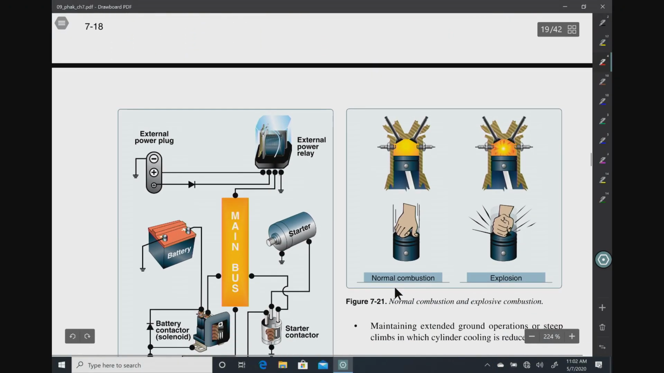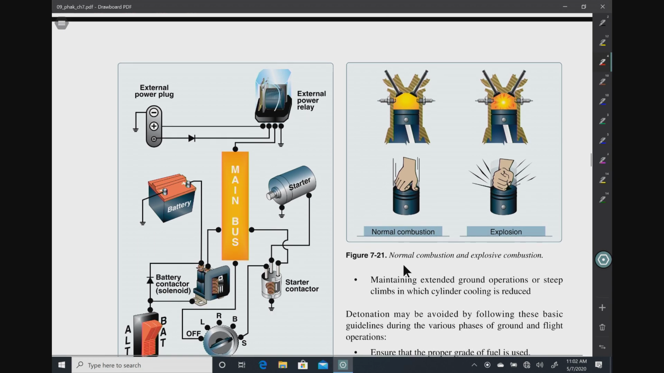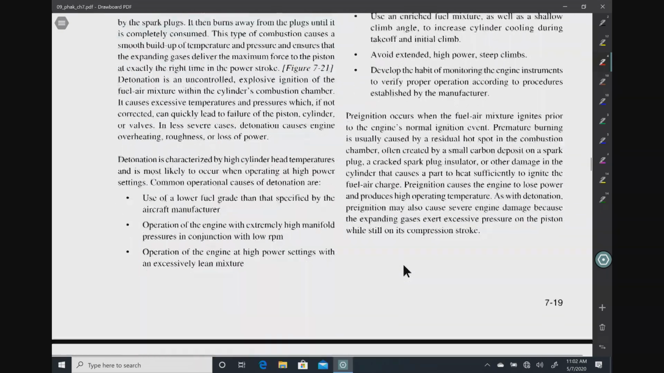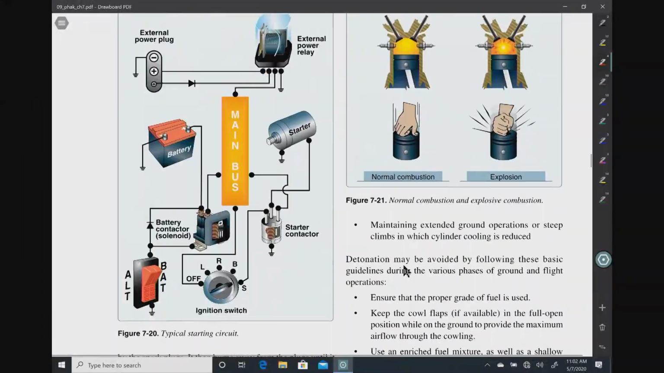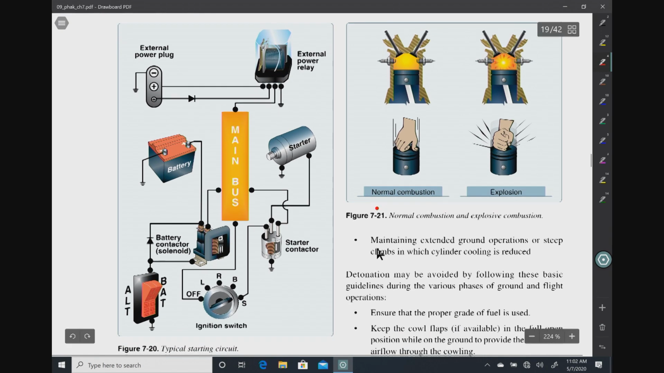When we look here at combustion, you can look here. This is what we call normal combustion. You want to make sure that you do have normal combustion and you don't have anything that we refer to as pre-ignition. Pre-ignition can be a bad thing to have happen in your aircraft. So you want to make sure that you're using the right grade of fuel. We'll talk about fuel systems here in just a second.